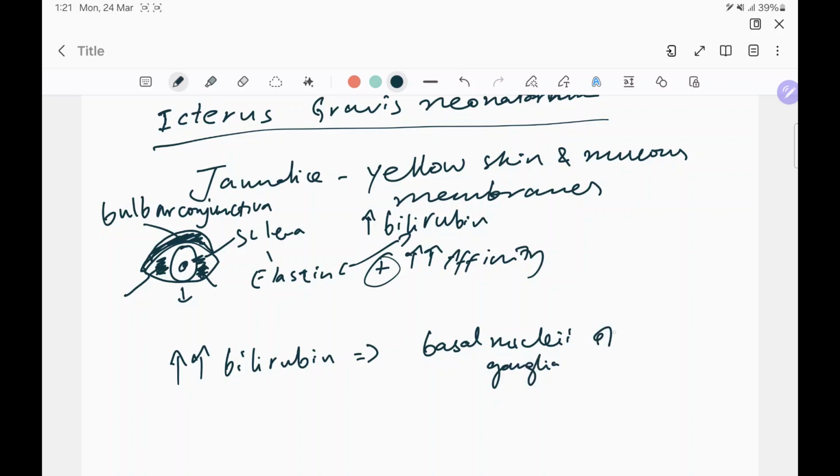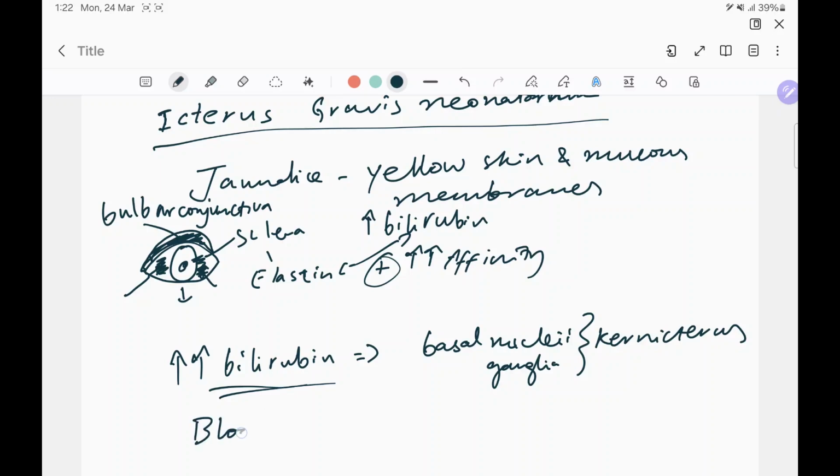Nuclei of the brain, which are responsible for planning your movements. Okay, so this is going to cause some damage to the basal ganglia, and this condition is called kernicterus. Okay, and again, it's common in infants because bilirubin can cross the blood-brain barrier in babies, because their blood-brain barrier is not so strong. It's more permeable.